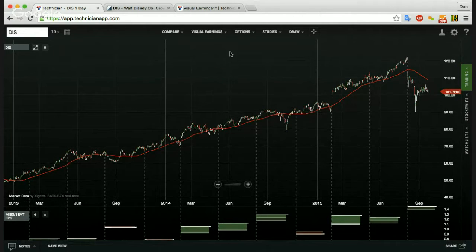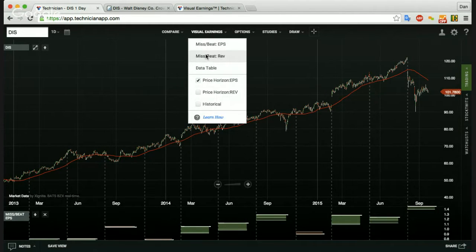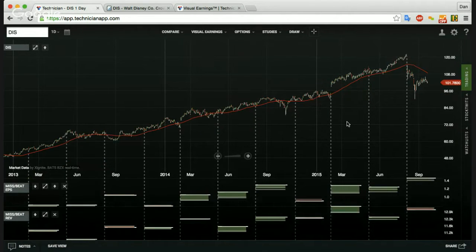Again, this is a stock that if I was still running the fund that I used to run, which was momentum, quantamental, Disney would have been a name that I would most likely have been invested in, given its recent history of significant beats, its revenue growth rate, and its margin expansion.